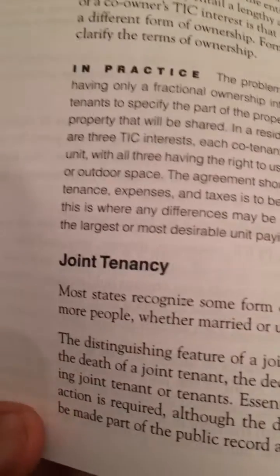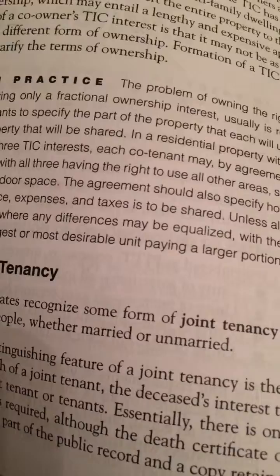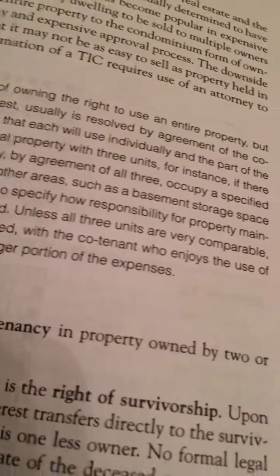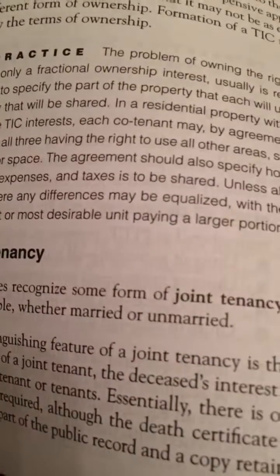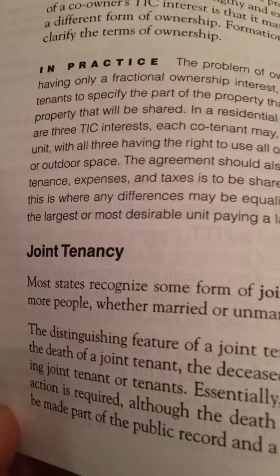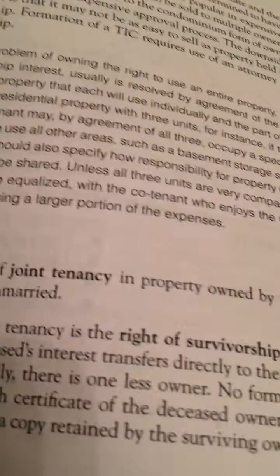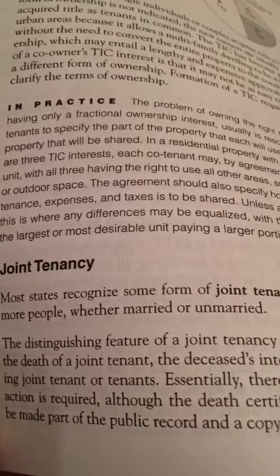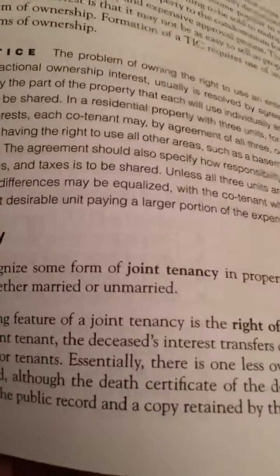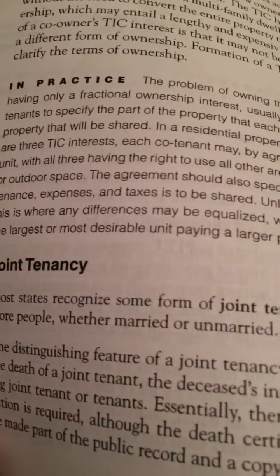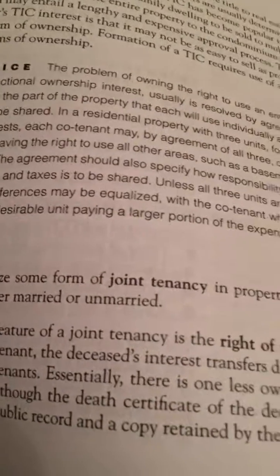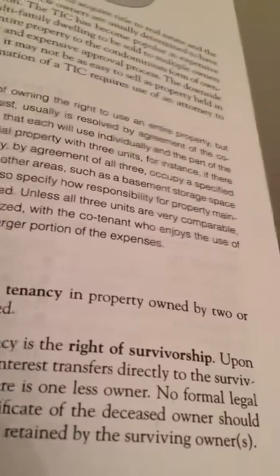Joint tenancy. Most states recognize some form of joint tenancy in property owned by 2 or more people, whether married or unmarried. The distinguishing feature of a joint tenancy is the right of survivorship. Upon the death of a joint tenant, the deceased's interests transfer directly to the surviving joint tenant or tenants. Essentially, there is one less owner.